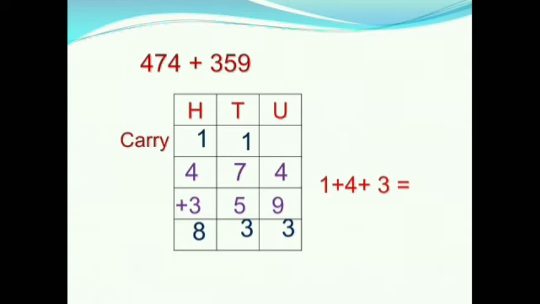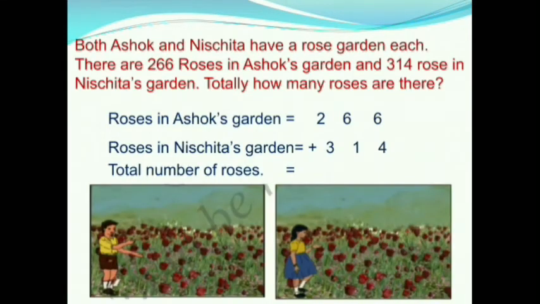Therefore, the sum of 474 and 359 is 833. Children, now we will solve the word problems. First, we should read the question. Both Ashok and Nishchita have a rose garden each. There are 266 roses in Ashok's garden and 314 roses in Nishchita's garden. Totally, how many roses are there?